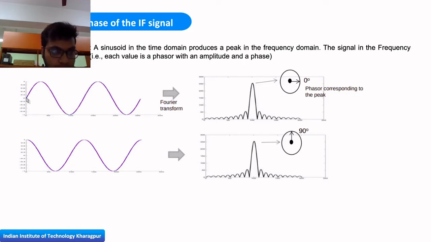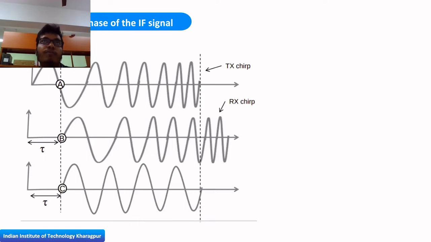Here you can see that the IF signal starts from 0 amplitude, but in this case the amplitude is 1. So the phase difference between these two signals is 90 degrees, and accordingly the phasor will give you the corresponding phase differences. So these are the phases of the IF signal. Now, based on this information, we are going to see what other information we can capture.